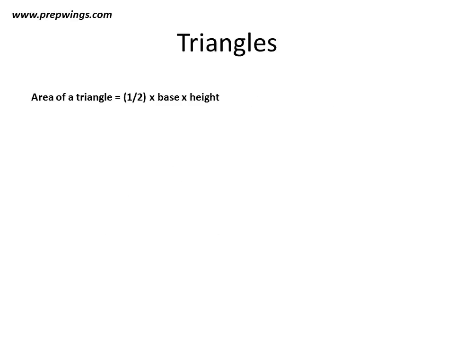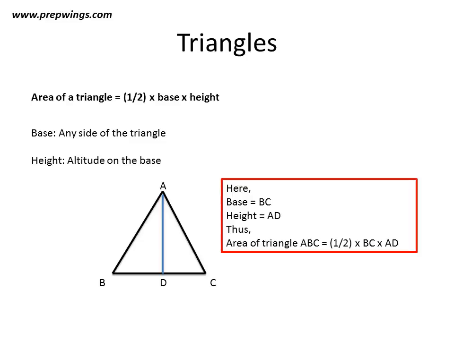Now we look at area of a triangle. Area of a triangle is given as half into base into height, where base can be any side of the triangle and height is the altitude on the base. So over here we see triangle ABC. Here base is BC, the height is AD, which is the altitude from A drawn on BC. Thus the area of triangle ABC is equal to half into BC into AD.